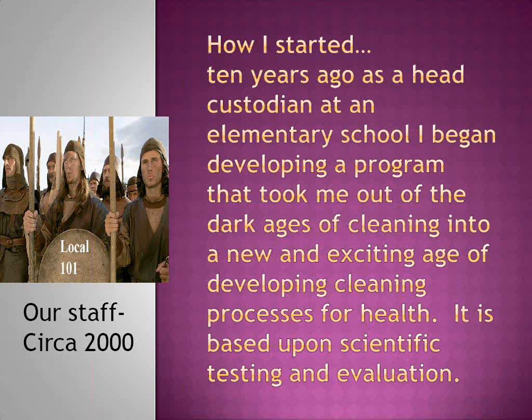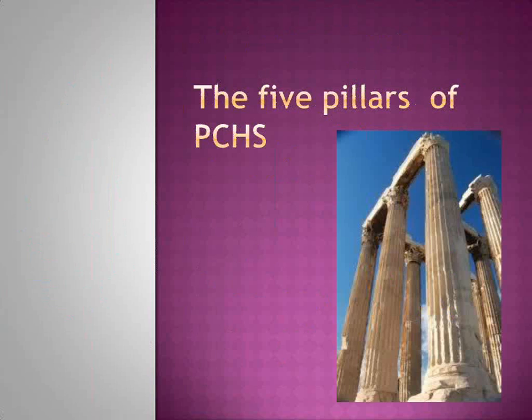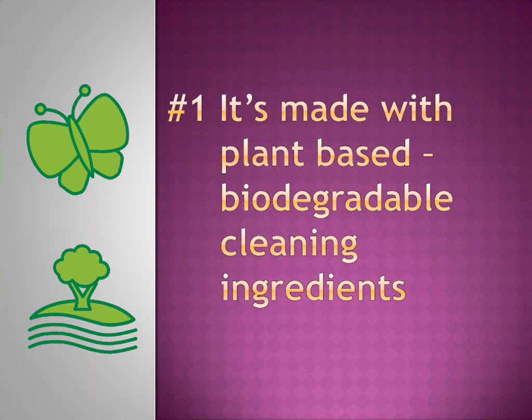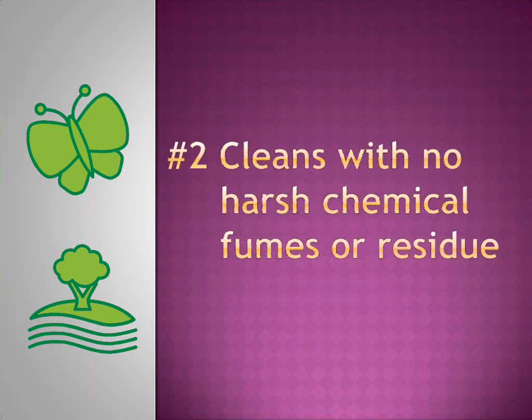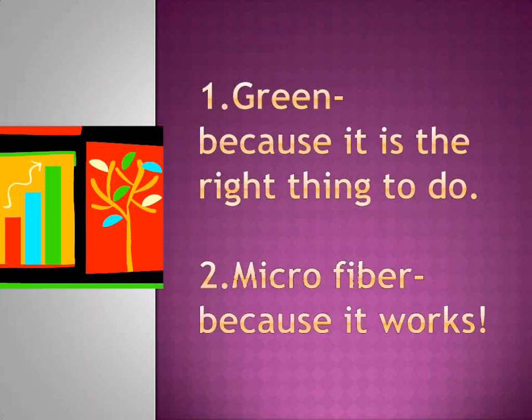I want to talk about the 5 pillars of process cleaning. What really props this program up? First of all, I want to talk about what puts the green in green cleaning. If I am going to use a cleaner, I want to use a cleaner that's made from plant-based biodegradable cleaning ingredients. I want to use a cleaner that cleans with no harsh chemical, fumes, or residue. And I want to use a cleaner, and I think, to me, this is the most important, one that has never been tested on animals. Green, why? Because it's the right thing to do. I also clean with steam vapor systems and ionized water.